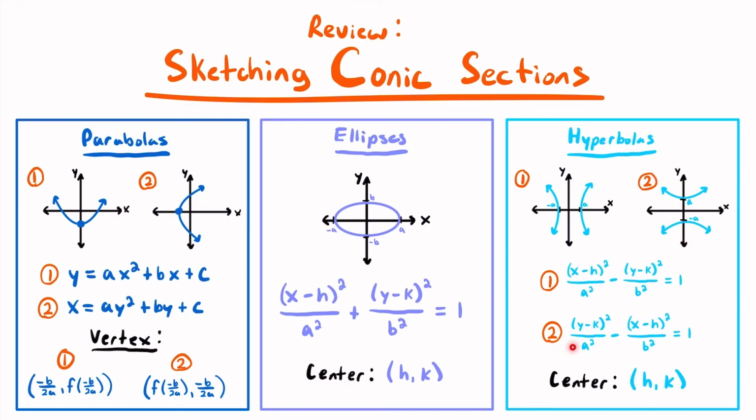In other words, whatever term is positive, that variable's axis is where the hyperbola will be directed along, okay? And then the value of a, or the square root of the part underneath the positive term, tells you how far from the center those curves are located. All right, so in this case, if h and k are 0, then obviously the center would be 0, 0. So the curves would be a away in either direction from the center in both cases.